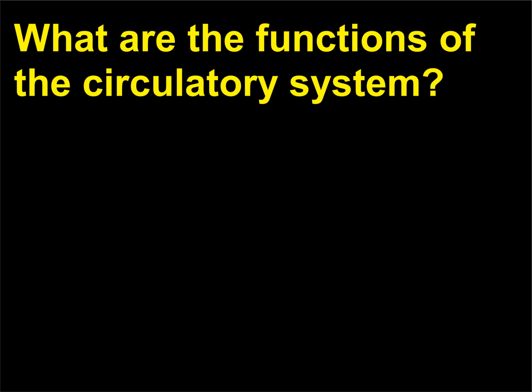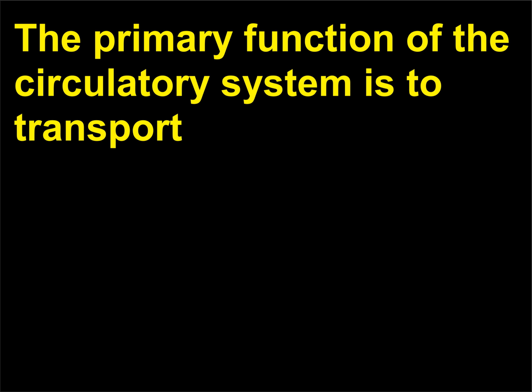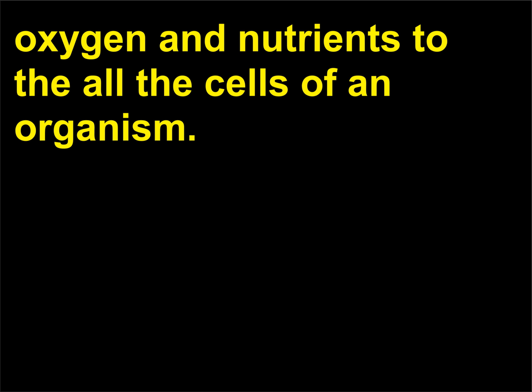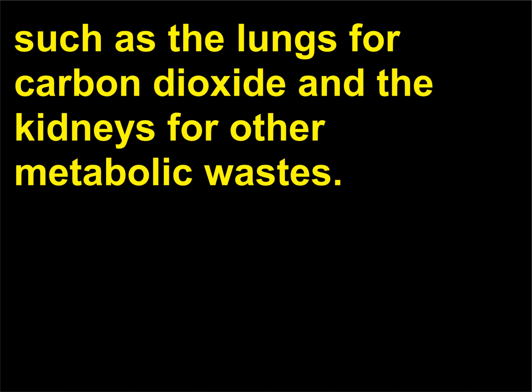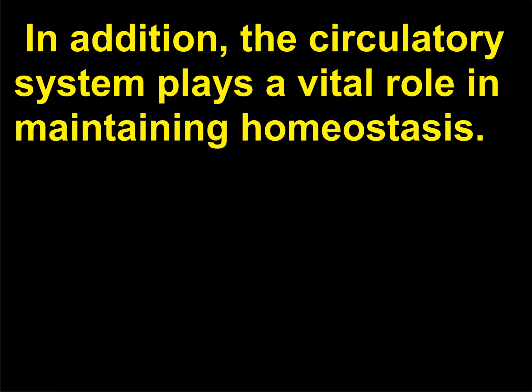What are the functions of the circulatory system? The primary function of the circulatory system is to transport oxygen and nutrients to all the cells of an organism. The circulatory system also transports wastes from the cells to waste disposal organs, such as the lungs for carbon dioxide and the kidneys for other metabolic wastes. In addition, the circulatory system plays a vital role in maintaining homeostasis.